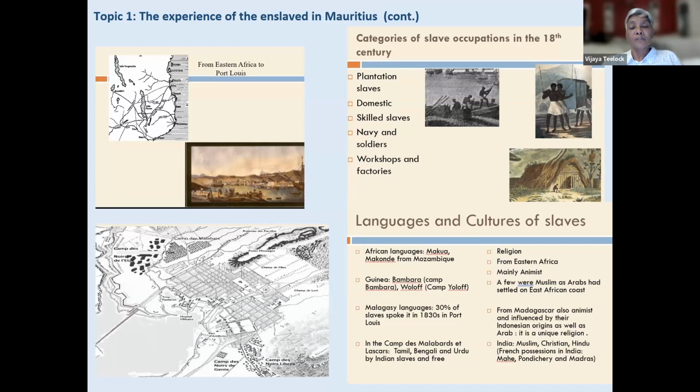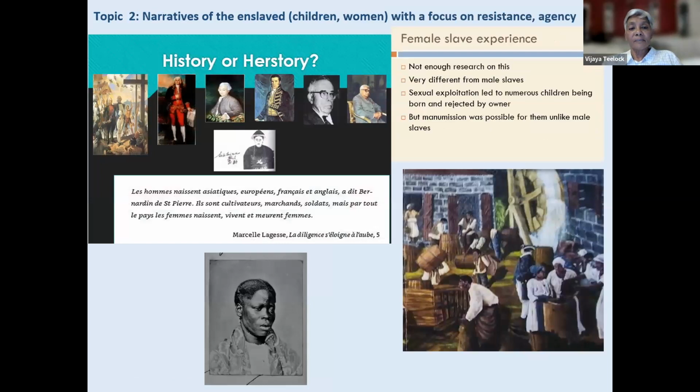Land ownership also is talked about. Land ownership, in terms of agricultural land, was given only to people of European origin, whereas non-whites would be given smaller plots of land. There are, of course, a few exceptions because free Malagasy did come and own large plots of land and so on. So this is as far as the experience of the enslaved population in Mauritius is concerned.